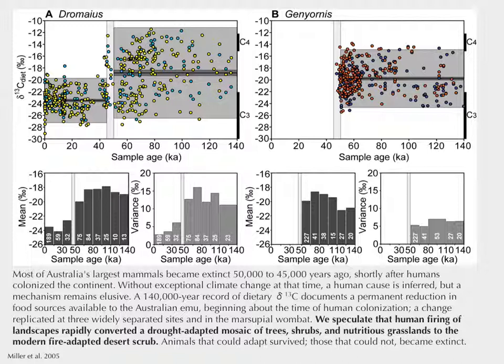I'm not sure. C4 plants are grassy, so that would be consistent, but I'm not sure that's the case here. Yeah. And a lot of Australian plants are adapted to deal with fire. A lot of trees are adapted to deal with fire. But if repeated human-set fire is going through, it means that grasses get burned out, but eucalyptus can survive.